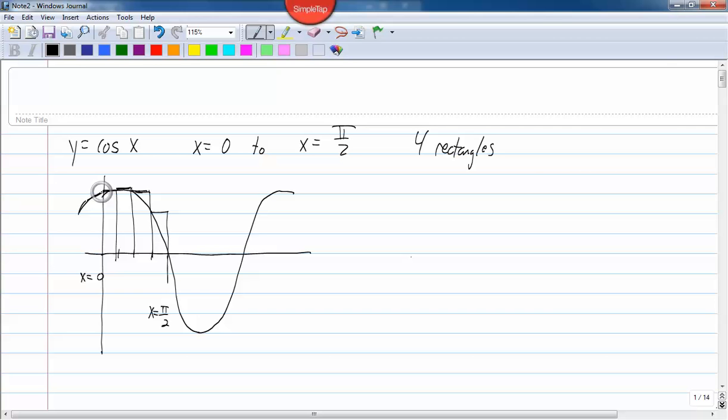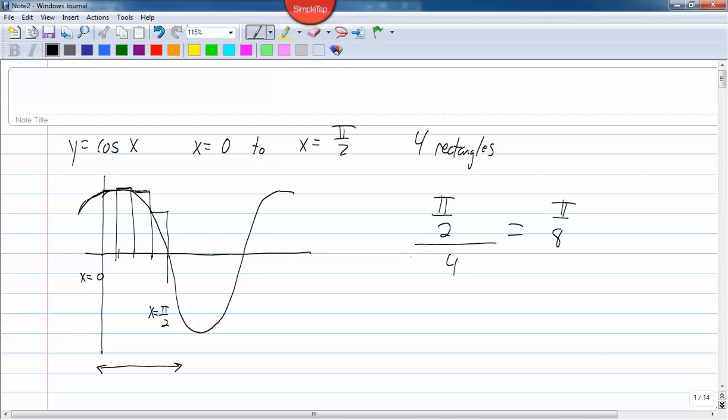But since this curve is decreasing from right here to here, every rectangle that's drawn will be just a little bit above that curve. Alright, and so how do we find the area of a rectangle? That's going to be height times width. And our width, the distance from 0 to pi over 2, is pi over 2. You say pi over 2 divided by 4, and you get pi over 8. So that's the width of each one of these.